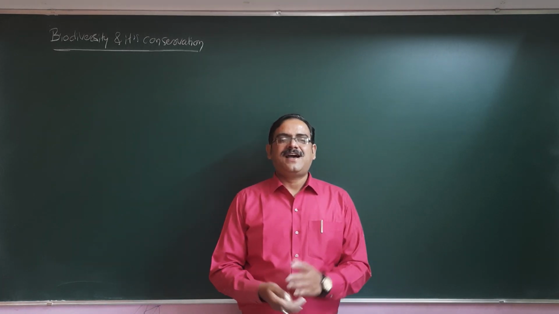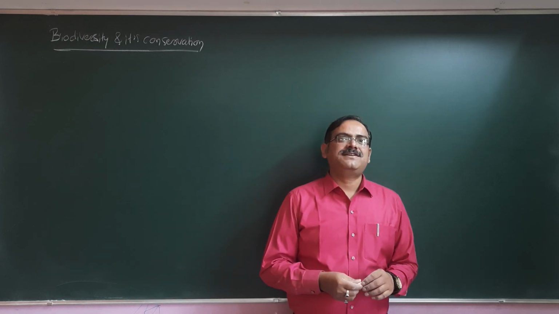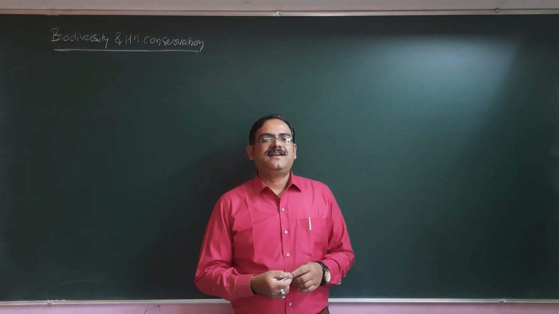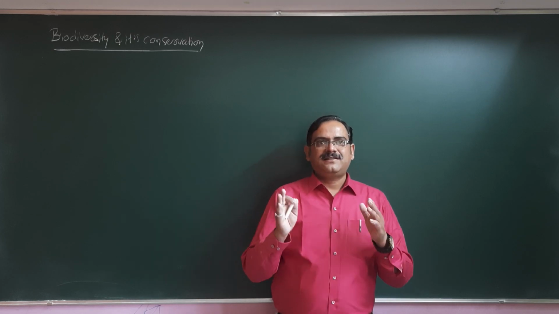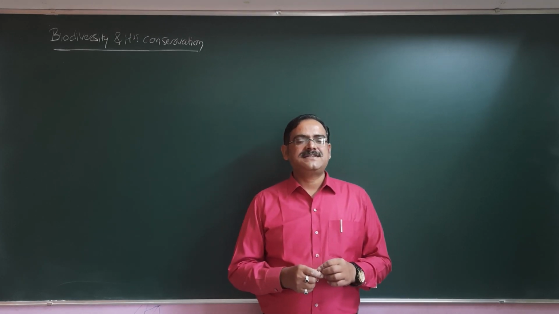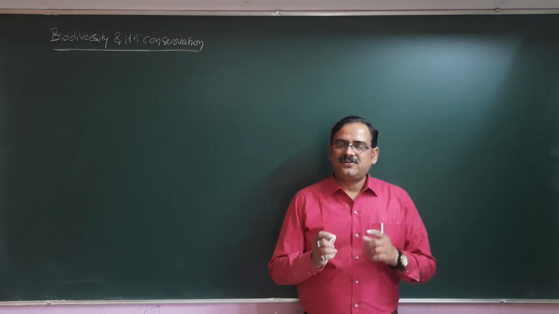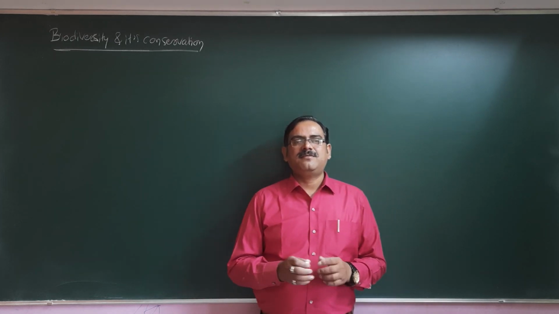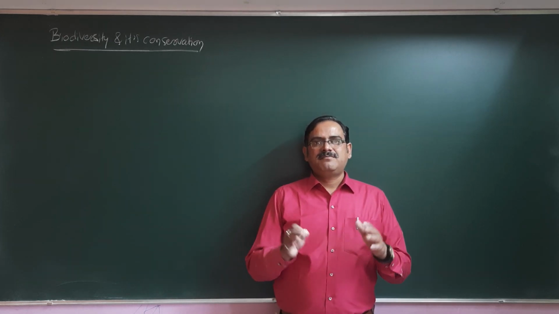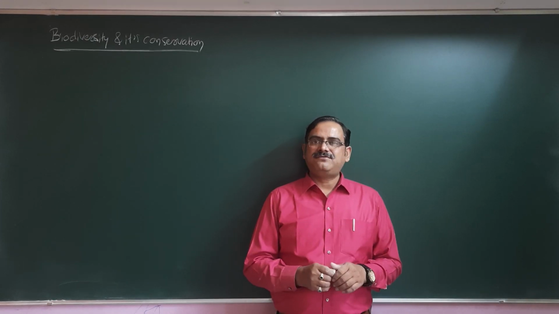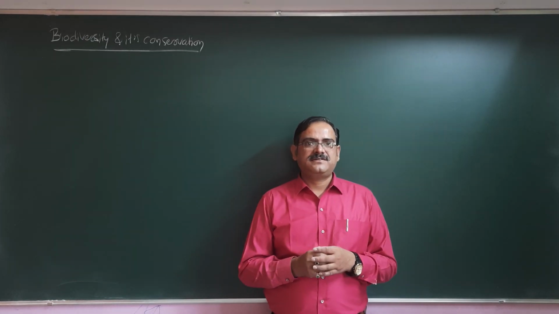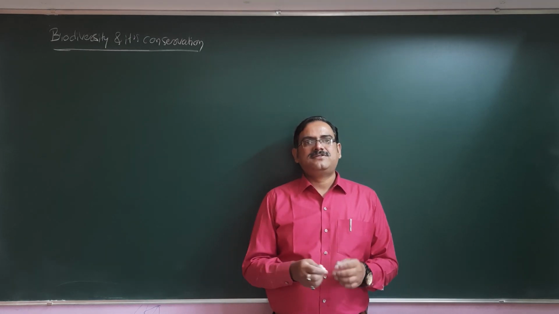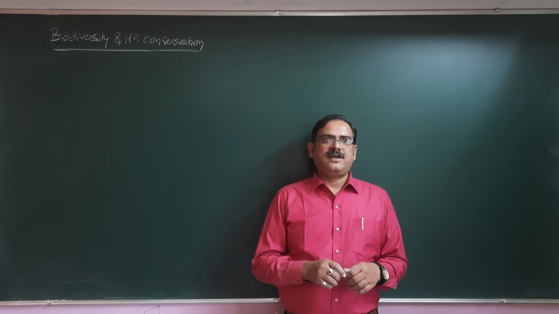In the chapter Biodiversity and its Conservation we are discussing, in the earlier class we studied the species-area relationship, and this concept was given by Alexander von Humboldt. In today's class we will discuss the importance of species in nature, as well as the observations done by different scientists. Other than that, we are also going to study the loss of biodiversity.